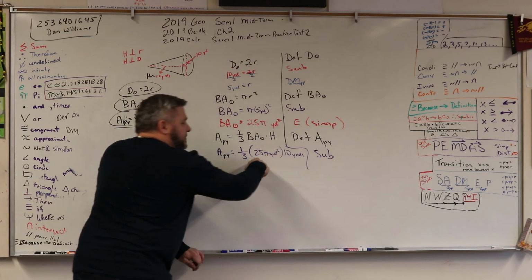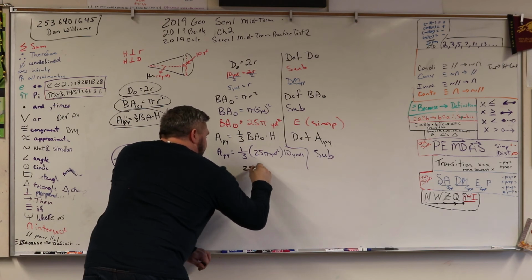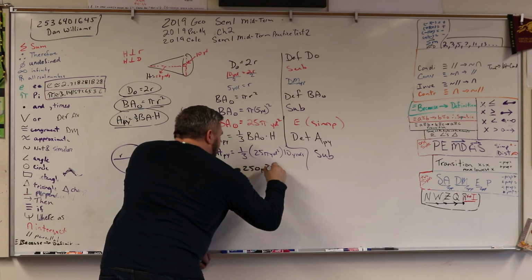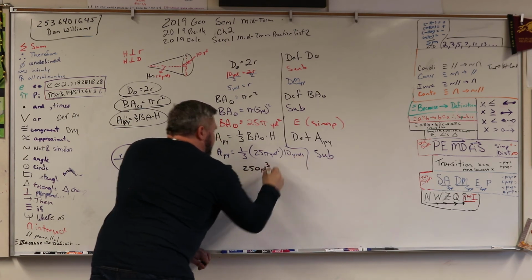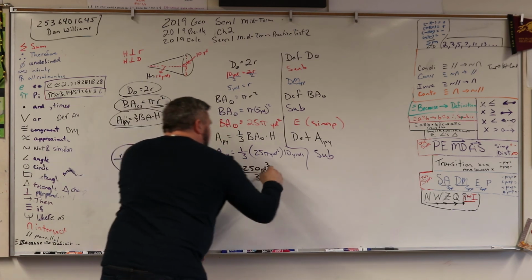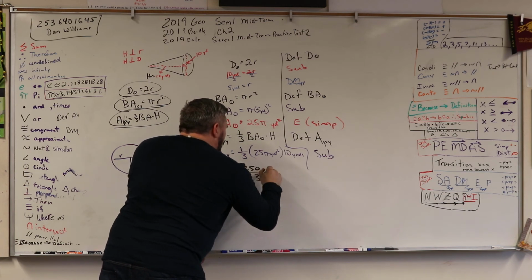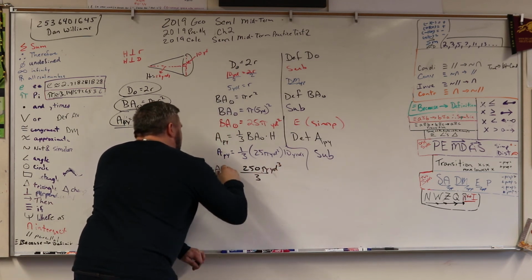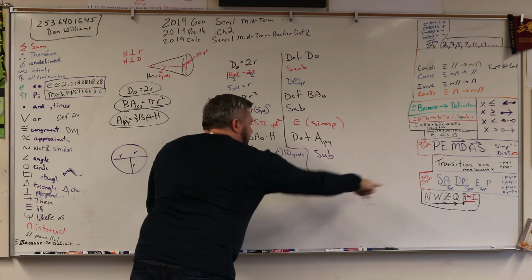What is 10 times 25? 250, right? Yards squared. Oh, yards times yards is yards cubed. And then all over 3. And don't forget our pi. So 250 pi yards cubed. And that is the area of our pyramid. Okay?